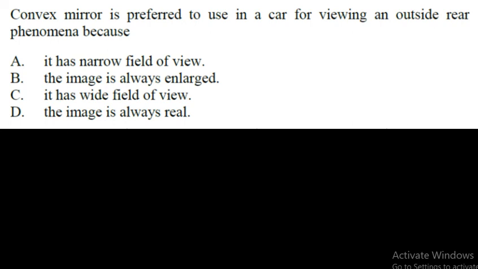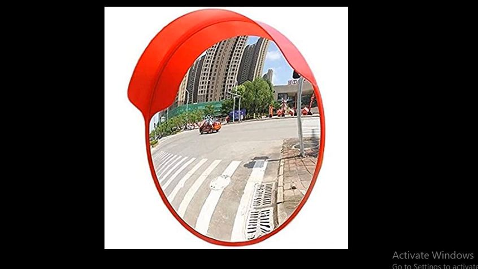The next question says, a convex mirror is preferred for use in a car for viewing outside rear phenomena because, convex mirror and concave mirror. So it says a convex mirror is preferred in a car for viewing the outside rear because what? How does a convex mirror look? This is how a convex mirror looks like. We are using it in a car. As you see, we can see the outside environment clearly, and we can see wide areas. So why is it preferable?